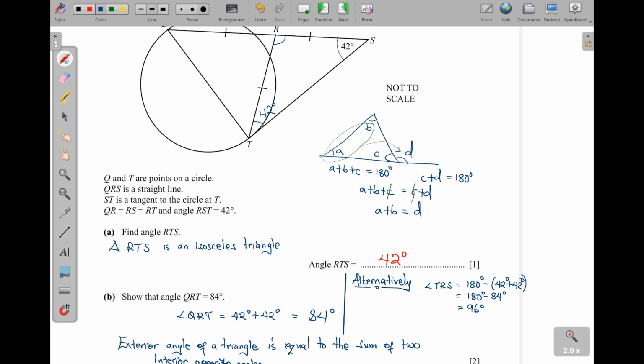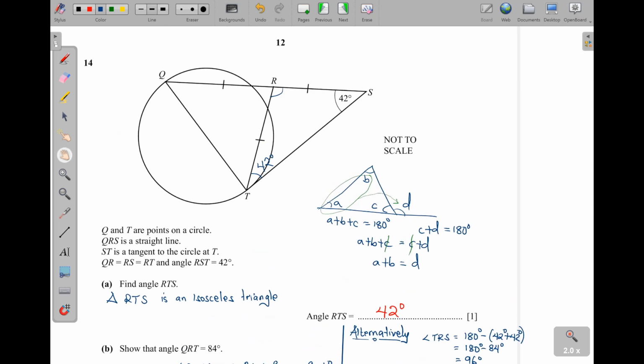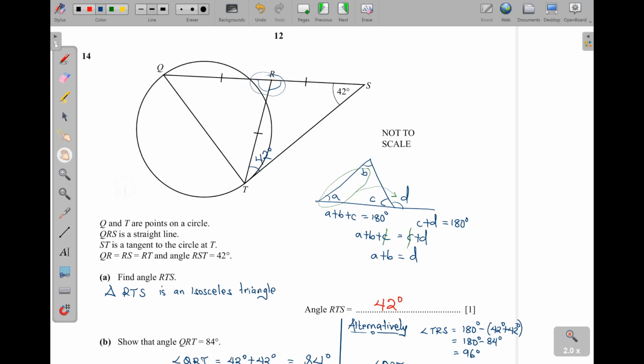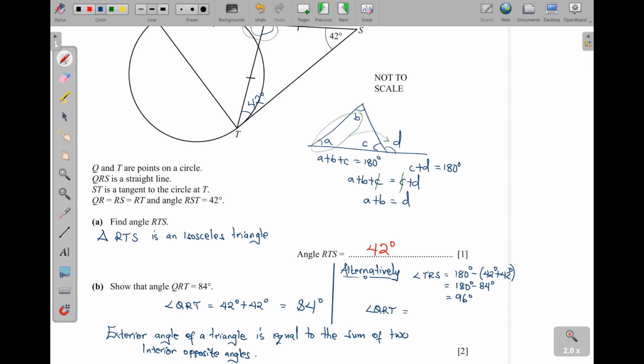Okay, 96. Now, angle QRT, this angle QRT here, this one here, is with this one and they are on a straight line. So I will say angle QRT is equal to 180 minus the 96. Automatically, you are going to get the 84.